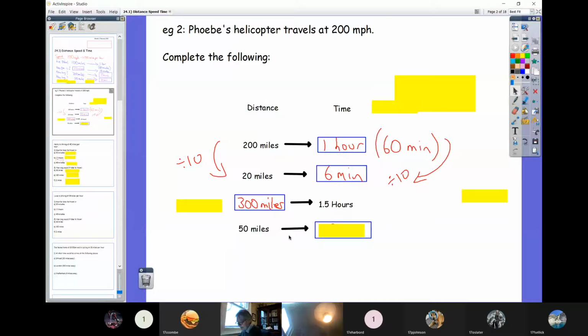Now 50 miles, okay, let's do that from the top one. That's a quarter of the distance, all right? 50 is a quarter of 200, so it's going to take you a quarter of the time. 1 hour divided by 4 is just 15 minutes.